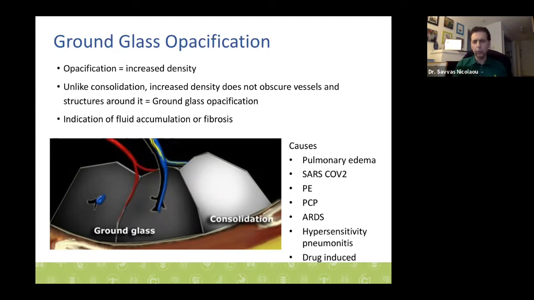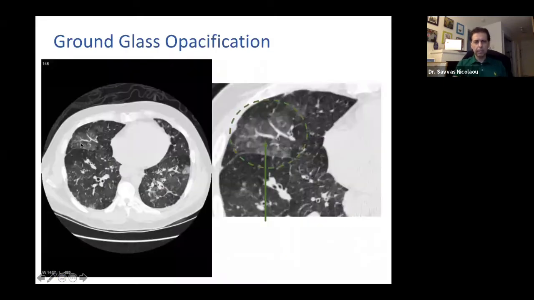It's very important. I'll tell you why, because we're living through a pandemic, in which the primary abnormality of SARS-CoV-2 or COVID-19 pneumonia is ground glass opacities in a particular distribution. So causes of ground glass opacities: pulmonary edema, SARS-CoV-2 or COVID-19, pulmonary embolism, PCP, ARDS, hypersensitivity pneumonitis, and drug-induced causes. In this particular example, we can see there's a ground glass opacity in the right upper lobe. We can see the vessel, so it's not consolidation.